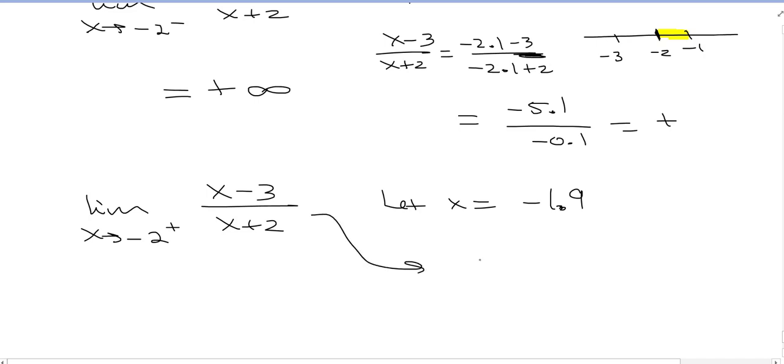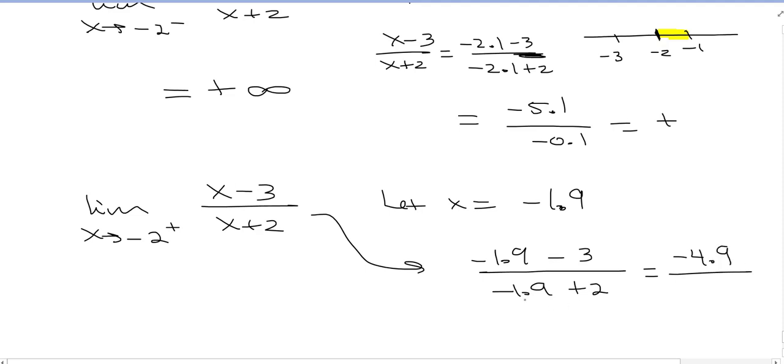So I'm going to have -1.9 minus 3 over -1.9 plus 2. Now notice this numerator is going to be -4.9, but the denominator is going to be positive because you have -1.9 plus 2. 2 is bigger, so you're going to have 0.1. So you have a negative divided by a positive. This is going to be a negative number. So this is going towards negative infinity.